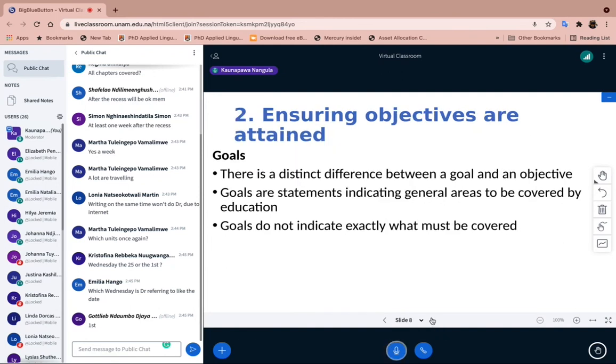Now we are moving on to the next aspect, which is ensuring objectives are attained. So in one of the previous lessons, we've spoken about the distinction between goals and objectives. And I'm not going to get into too much detail of that because we have spoken extensively about them. So what you need to remember is that there is a difference between goals and objectives. All right. And then we have spoken that the goals are more generic. All right. They are more general in their writing. And as we can see here, there are statements indicating general areas to be covered in an education. All right. And then goals do not indicate exactly what must be covered. So you should keep that in mind.